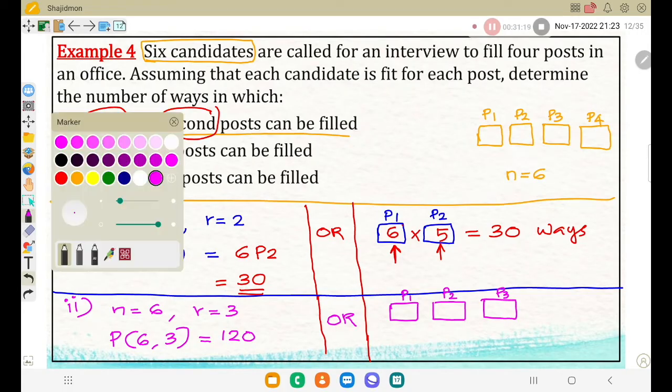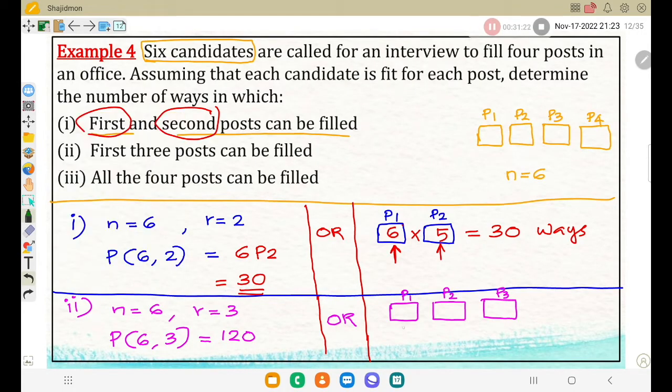Or you can think about the first post. How many possibilities are there? 6 possibilities, because 6 pupils are there. Now 1 person appointed in the first post means for the second post 5 persons will be possible, and for the third post we have 4 possibilities. Correct? Because repetition is not allowed. The first person appointed in the first post cannot be in the second, and the first and second persons cannot be in the third. So 4 possibilities only.